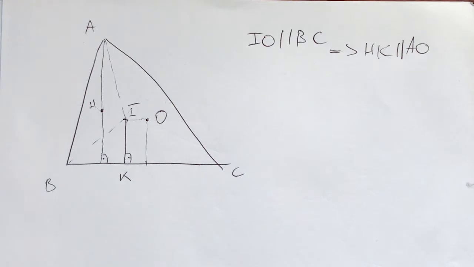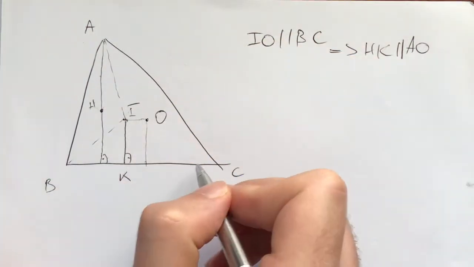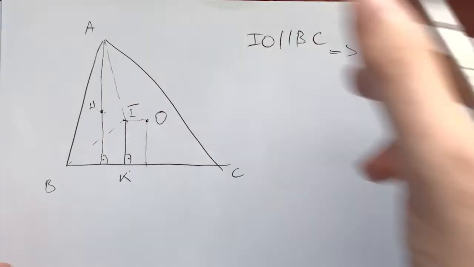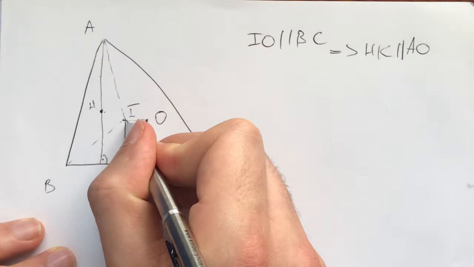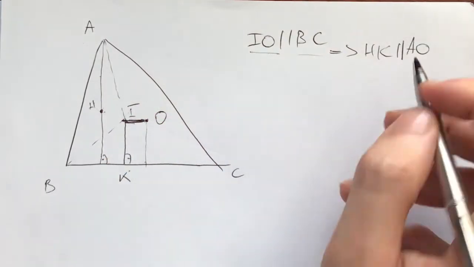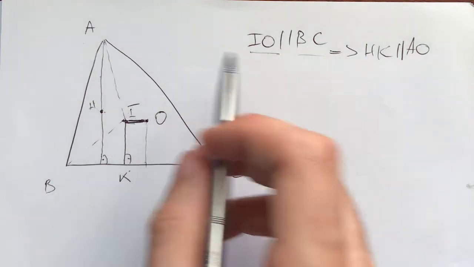So, when you first draw the problem, this is sort of the diagram that you have. You have IO parallel to BC, and you must prove that HK is parallel to AO. Now, the first thing that you may want to do is ask yourself, how do I use the condition that IO is parallel to BC? And I invite you to pause for 5 minutes and figure out how would you use this condition.